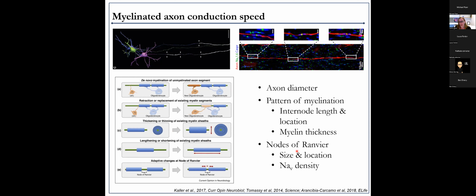And one of the other things is the node of Ranvier. So the position and the size of the node of Ranvier and the density of the sodium channels that actually cluster there can also help modulate the speed of action potentials, even along a single axon, so it can vary the speed.